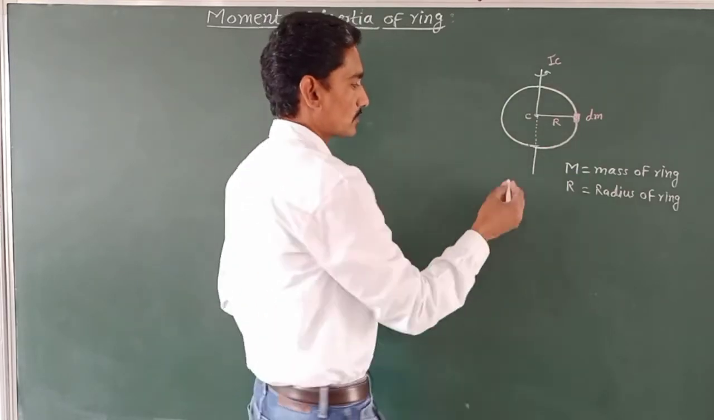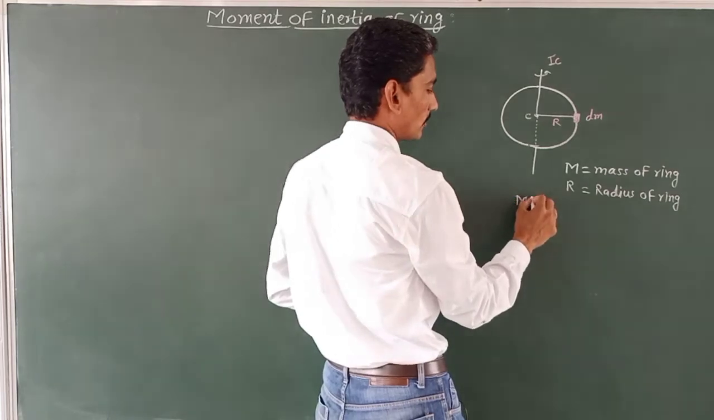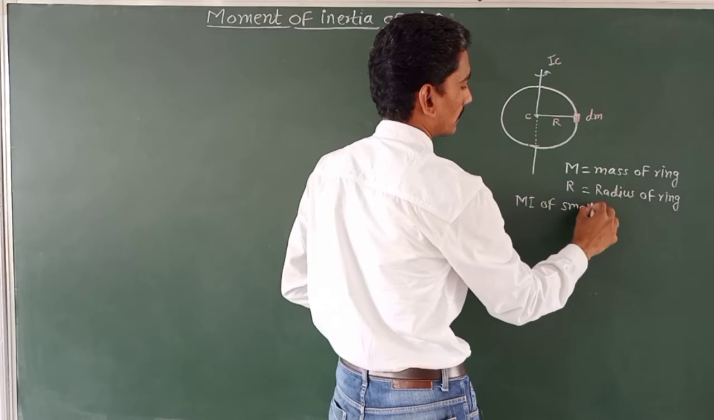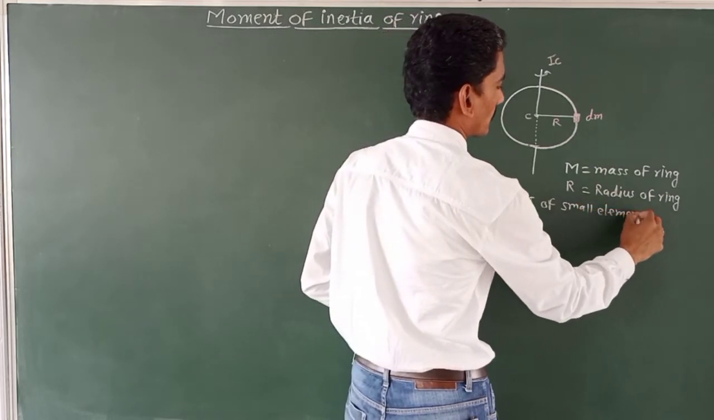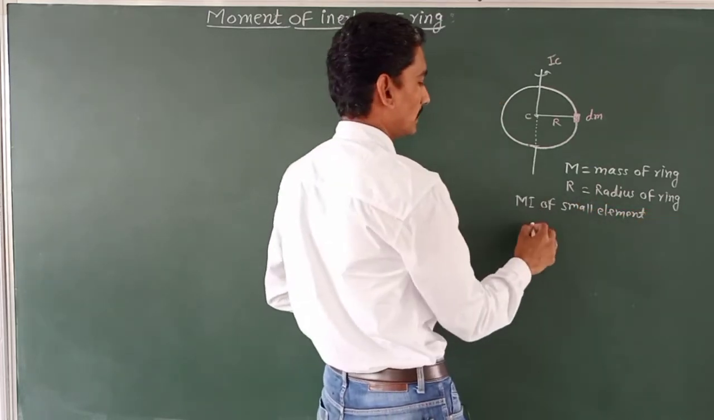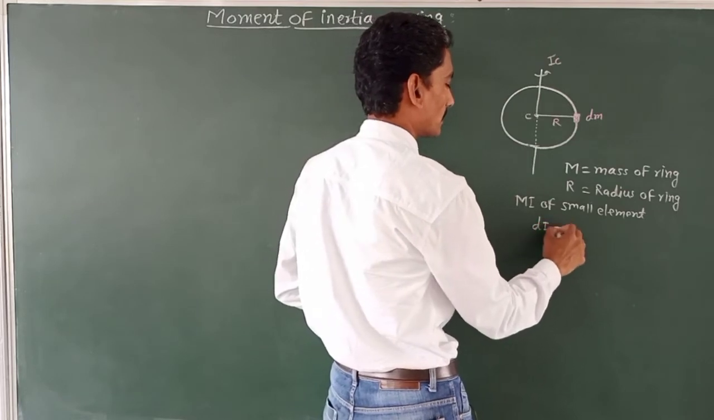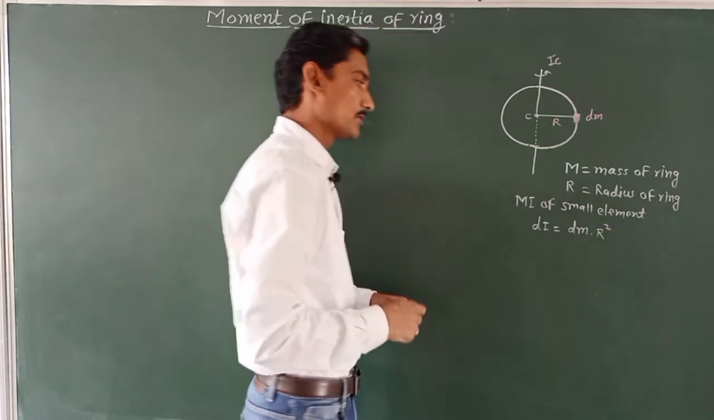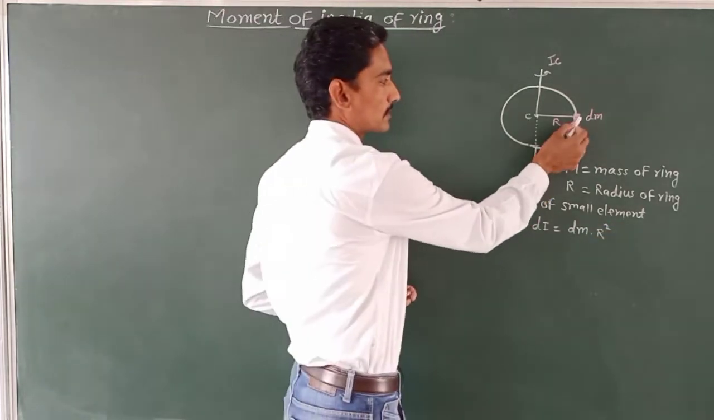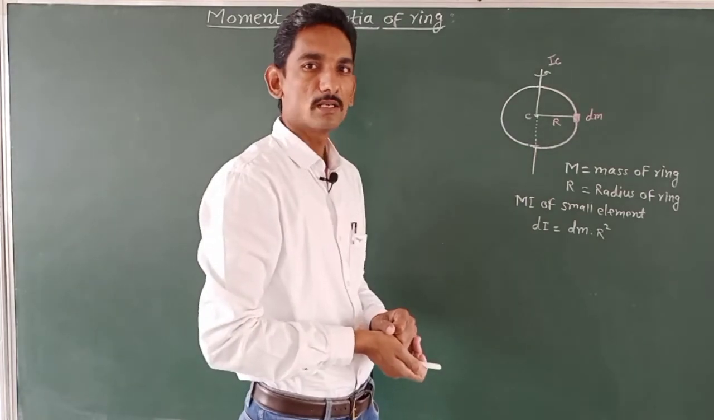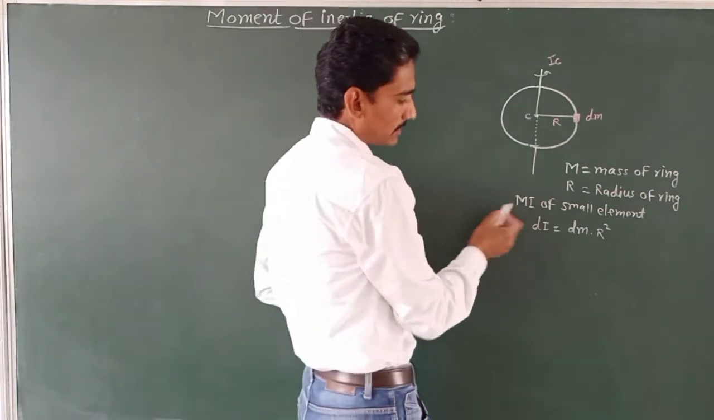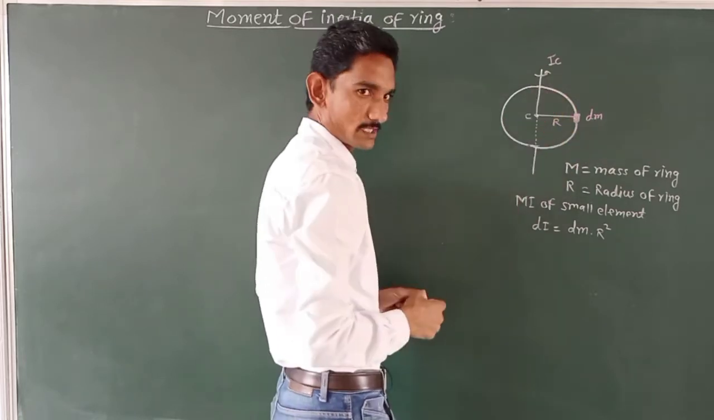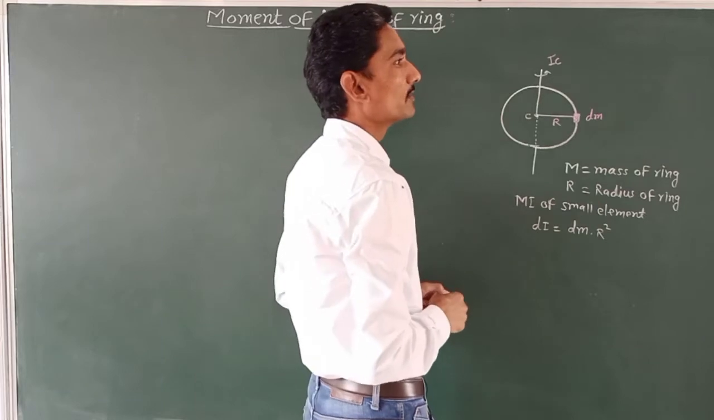So, the moment of inertia of the small element having mass dm is dI equals dm into r square. This is the moment of inertia for this small element having the mass dm. Now, by using this relation we can determine the total moment of inertia of this ring about this axis, which is perpendicular to the plane.